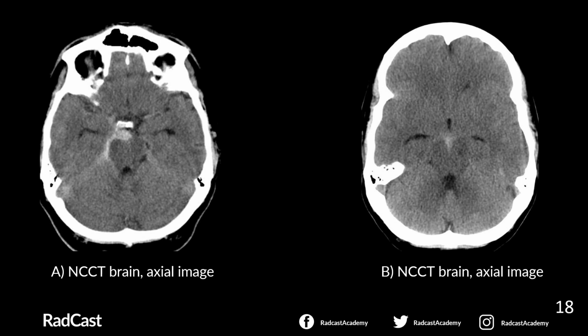These cases are examples of subarachnoid cisterns hemorrhage. In patient A, you can see blood anterior to the pons. This is the prepontine cistern, and lateral to the pons, this is the ambient cistern. In patient B, you can see blood anterior to the midbrain. This is the interpeduncular cistern.